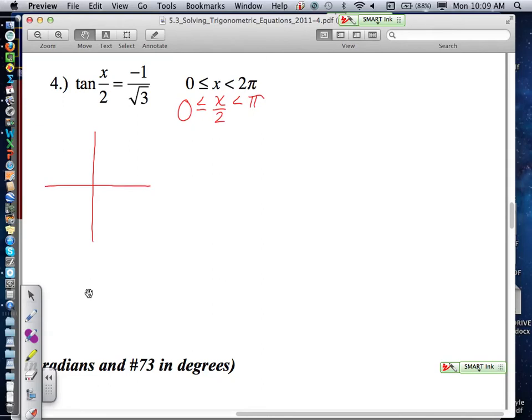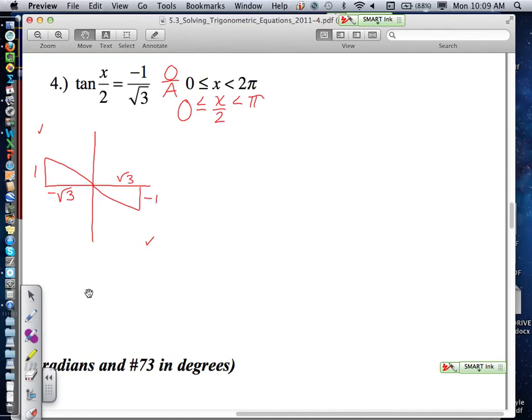And we know that tangent is negative in both the second and the fourth quadrants. That's where our tangent is negative. So if I draw a triangle such that the opposite over the adjacent are in this ratio 1 to root 3, in the second quadrant, it's the root 3 that's going to be negative. In the fourth quadrant, it's the 1 that's going to be negative.